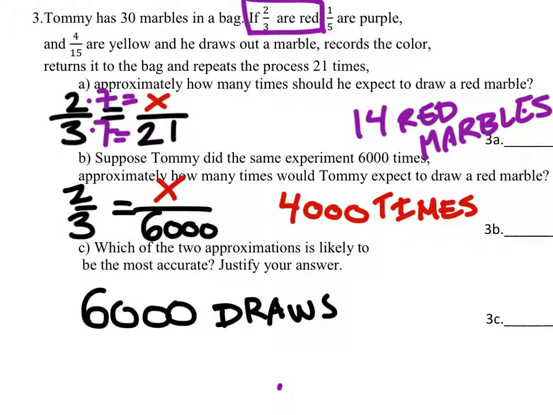But why? Because if you only draw 21 times, it's possible you could have drawn maybe two reds, but the more often you try it, the more likely the actual probability will reveal itself.